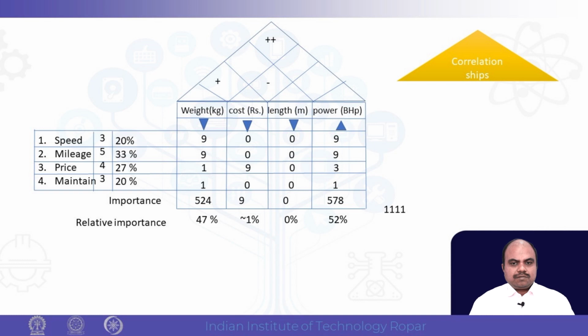So the aim is to reduce it. Cost, we want to reduce it because more customers are going to buy it. Length you can increase or decrease. You can say here decrease. In engine power, we need to increase the engine power, so it should be more.